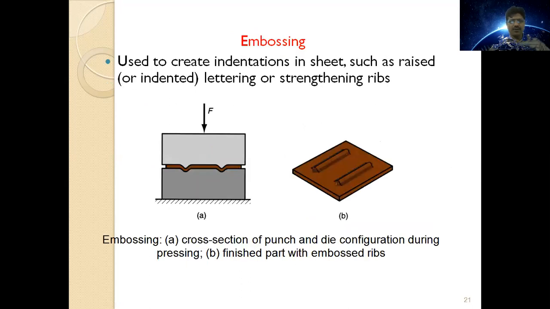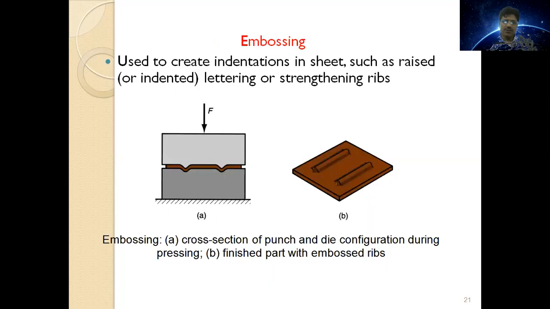Then embossing. All of us are well aware of coins. In coins we see projection on both sides. If the projection is on both sides, this process is known as coining, and if the projection is on one side and the cavity on the other side, this process is known as embossing.